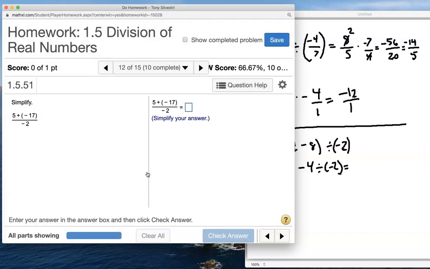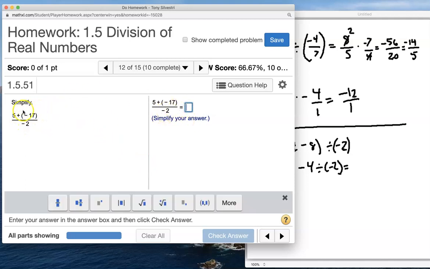Next. Okay, so basically what they're saying here, I'll do it up here. We have a numerator, and then we have a denominator. You got to evaluate the numerator first. 5 plus a negative 17 is negative 12. Negative 2 is simply negative 2. That's equal to, well, certainly going to be a positive number. Double negatives are positive. 12 divided by 2 is 6, and there you go. 6 is your answer.